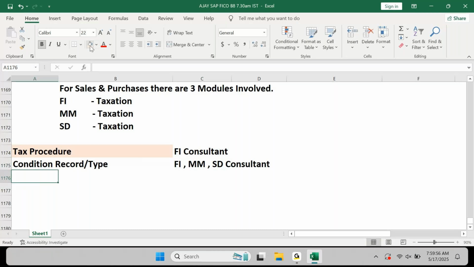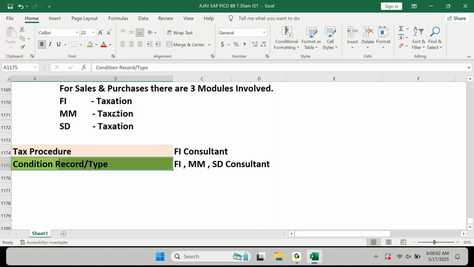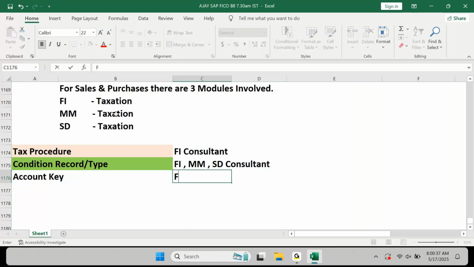Your tax is based on the condition record, condition type, and you have three types of conditions: FI tax condition, MM tax condition, SD tax condition, or tax record. Each will be created by the respective module consultant. What do you mean by condition? When I write the accounting entry, I'll explain. You will also have account key. This is again purely FI consultant.